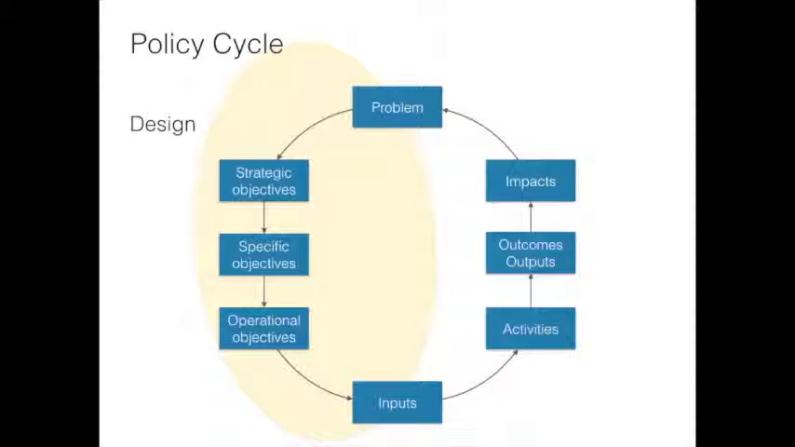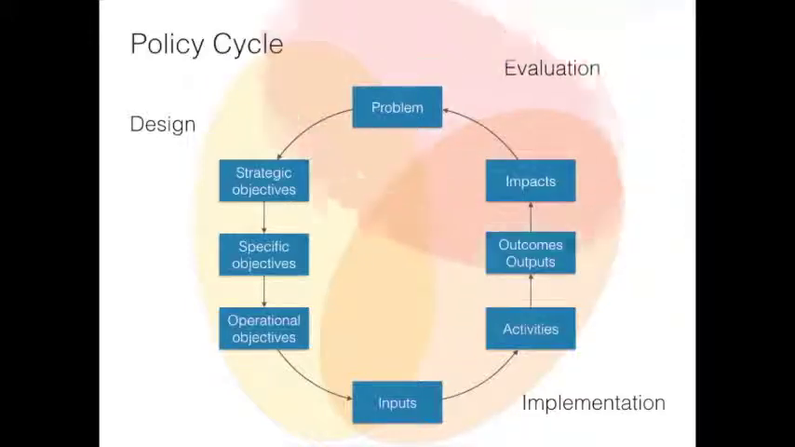So we identify objectives: strategic objectives, specific objectives, and operational objectives. We define a budget for the implementation, and human resources that are allocated to the project or program. Then the activities unfold and we expect results from them. So different levels of results: outputs, outcomes, and impacts. And in the end, we evaluate to see whether the expected results were obtained, and whether the problem was solved.